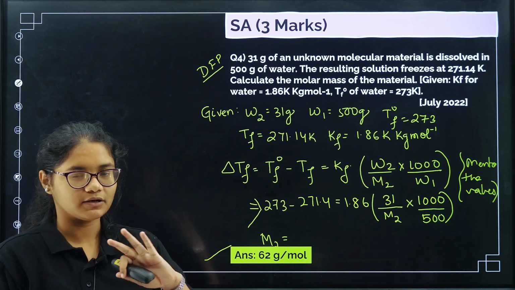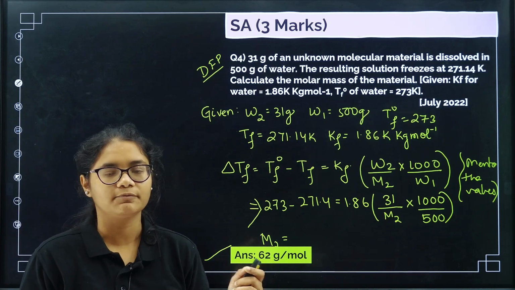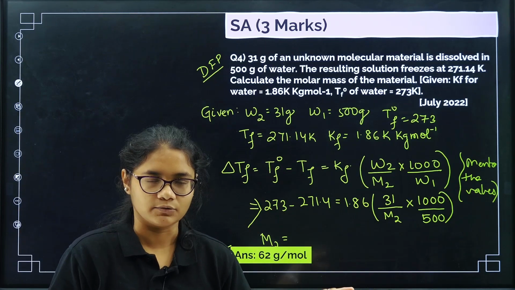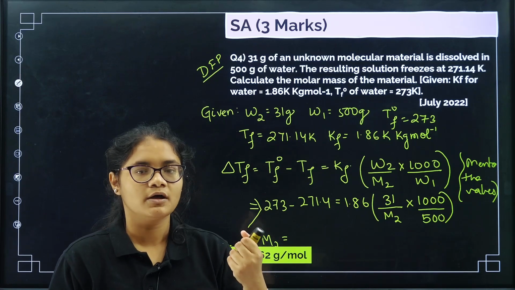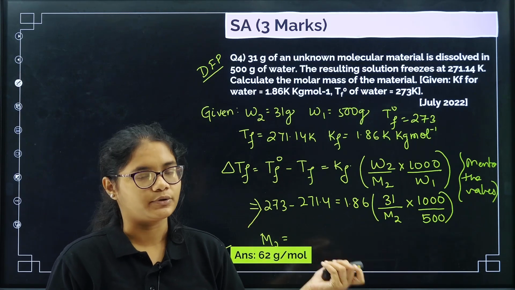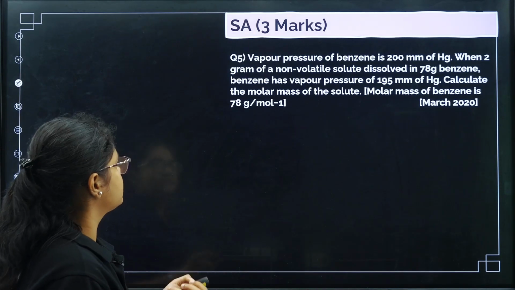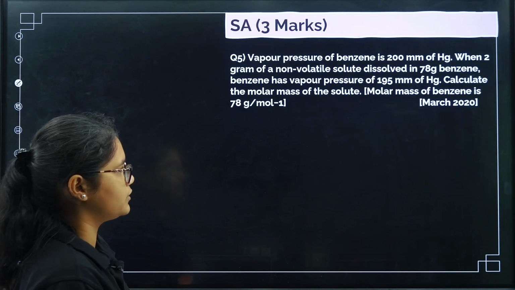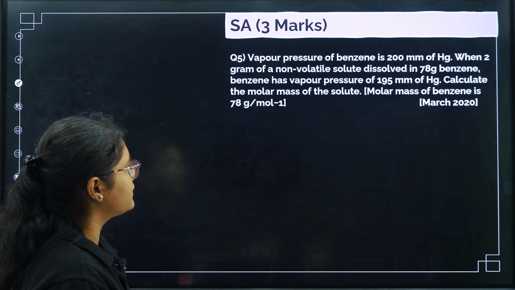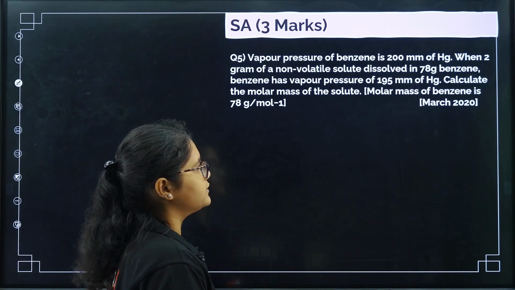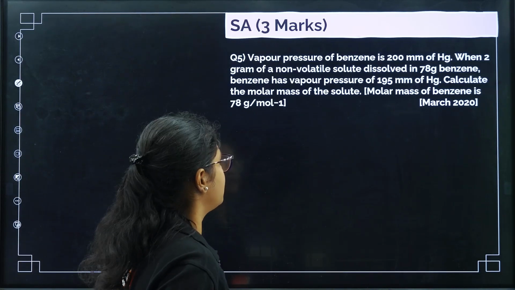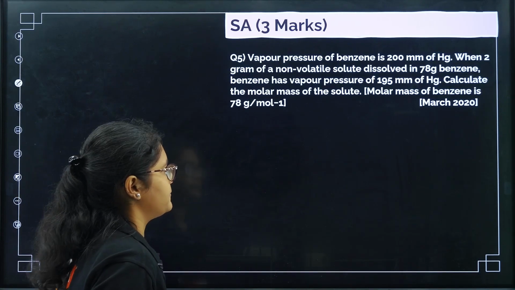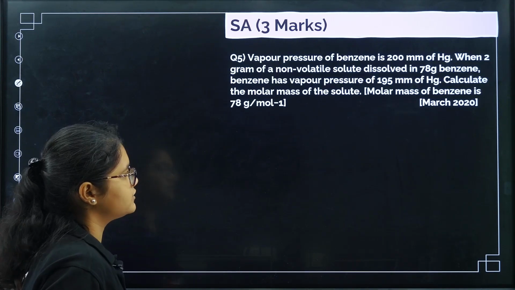Very simple. Similar questions always, most of the colligative properties questions that have been asked is to calculate the molecular mass. Okay, so you can easily do it, just remember the 4 colligative formulas, then easily you can do this. Okay, let's move to the next question. Vapor pressure of benzene is 200 mm of Hg when 2 gram of a non-volatile solute is dissolved in 78 gram of benzene. Benzene has a vapor pressure of 195 mm of Hg. Calculate the molar mass of the solute.